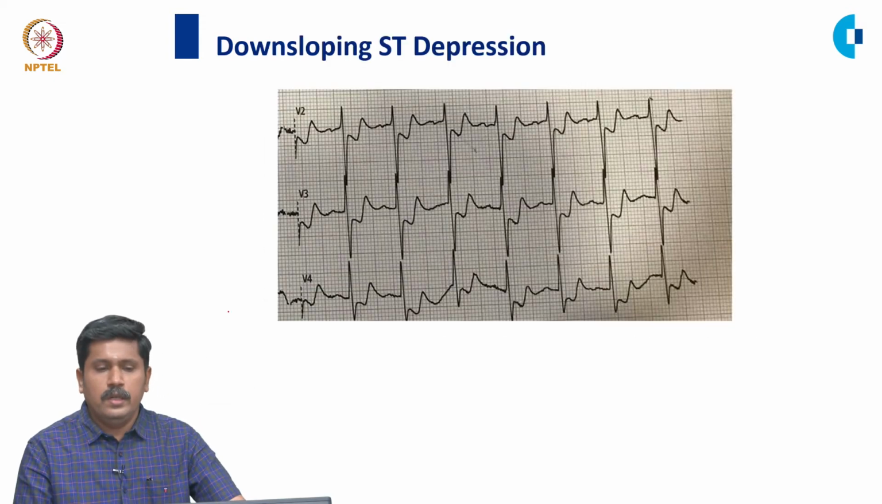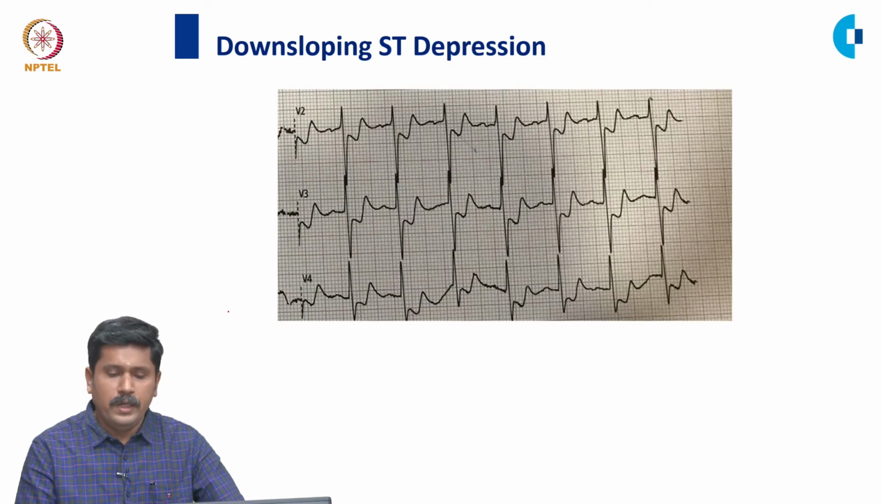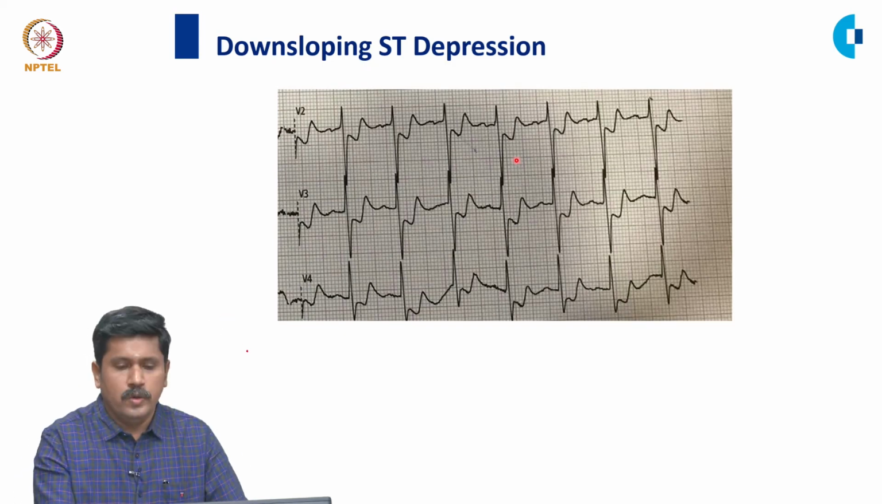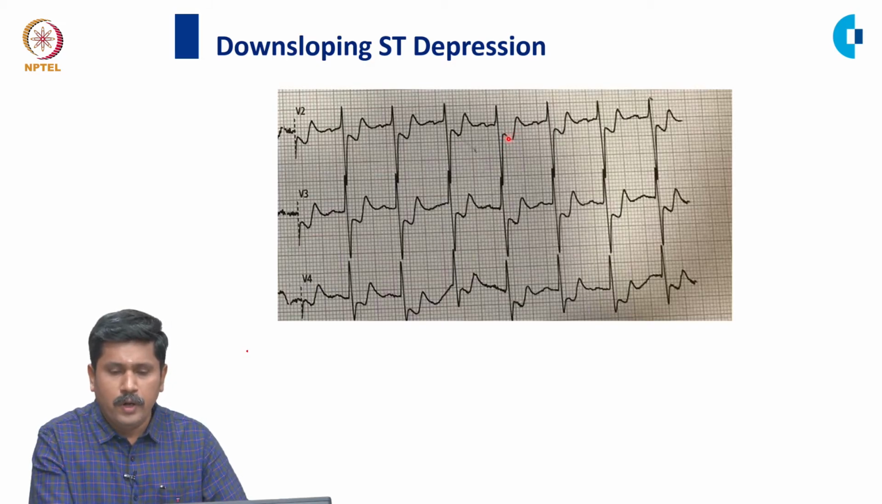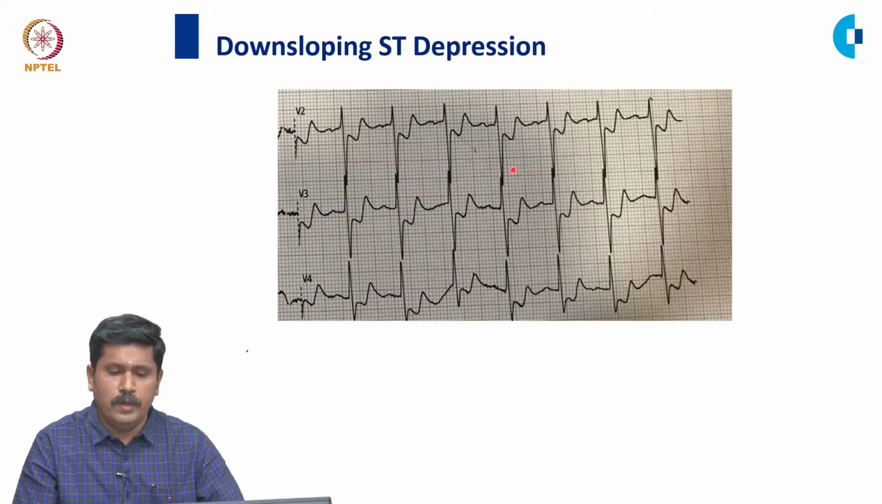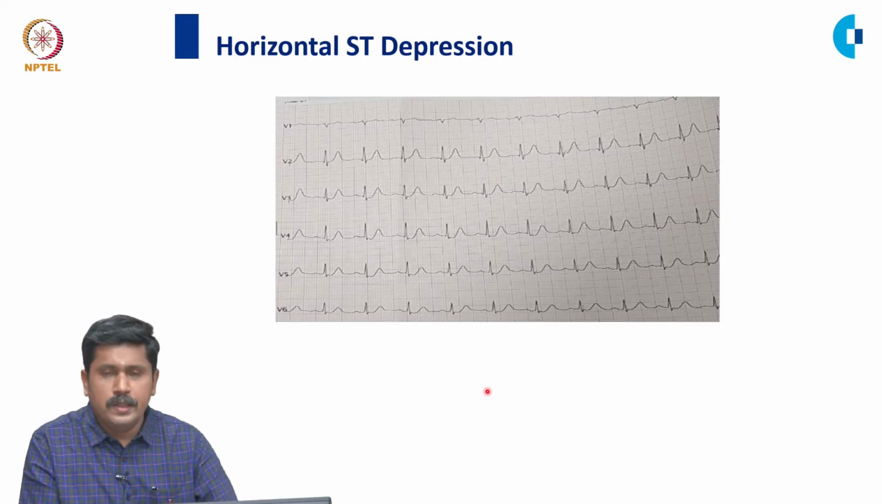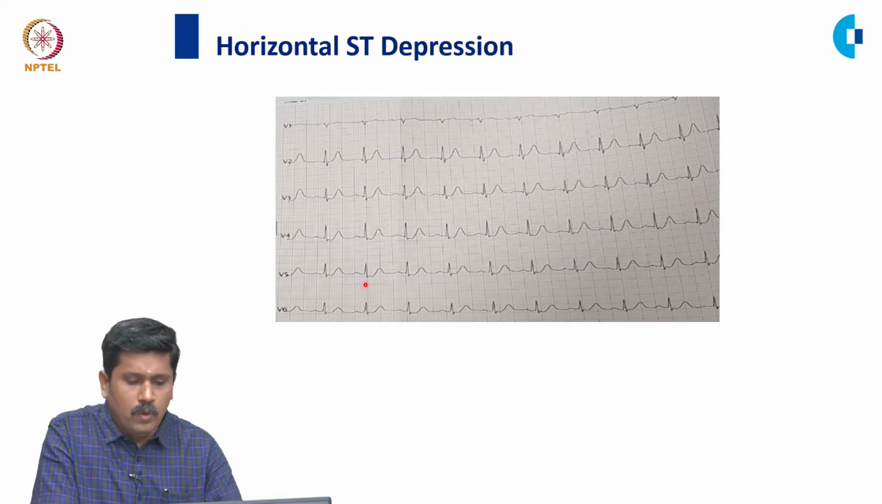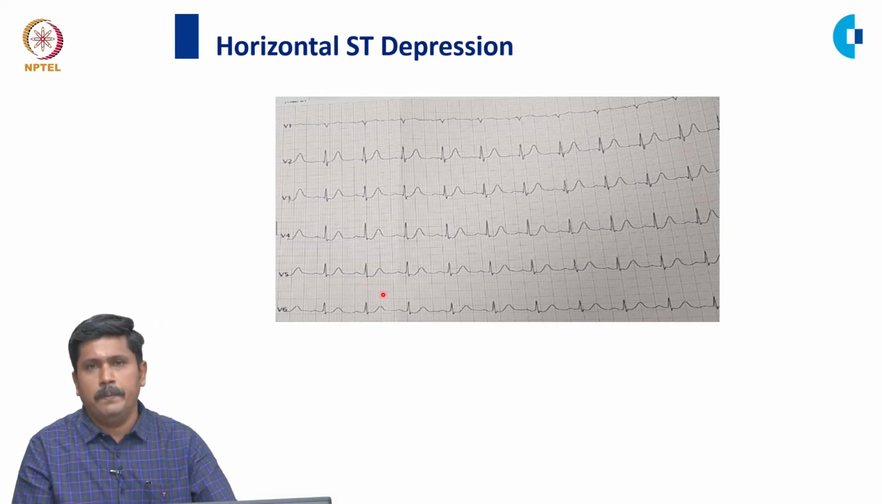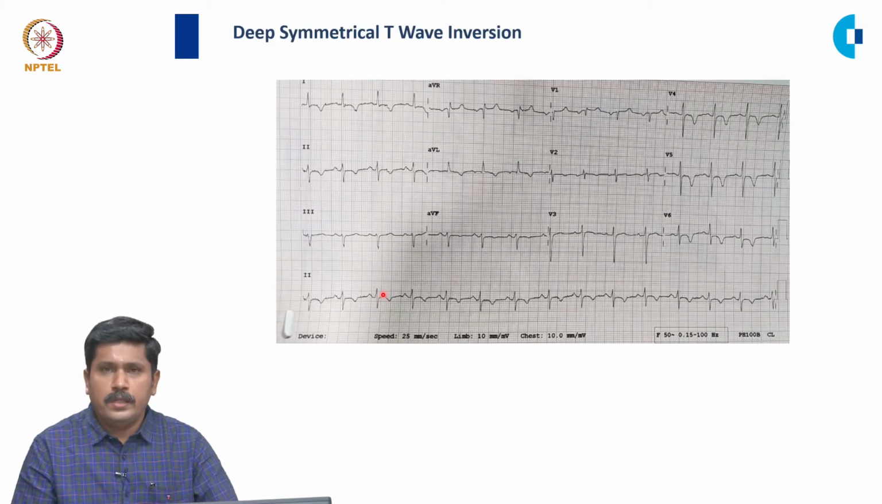This ECG shows downsloping ST segment depression. You can see the ST segment is depressed from the J point, with a downward sloping of the depression. This is a downsloping ST segment depression. And this ECG shows a horizontal ST segment depression. You can particularly see over here, in lead V5 in the second complex, there is a horizontal ST segment depression.